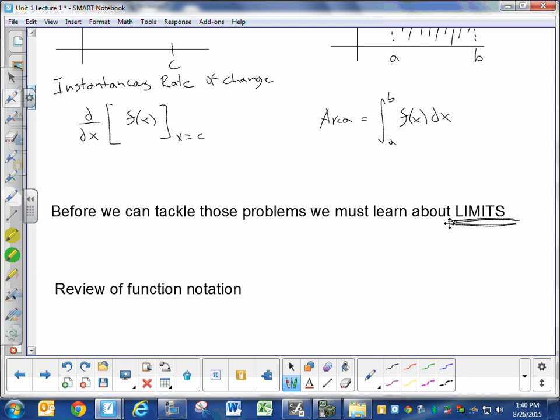Okay, so here's the intro to limits. That was intro to calculus. Limits are the building blocks of calculus. And before we start talking about limits, we're going to review function notation, just so you're cool with function notation, inputs and outputs.